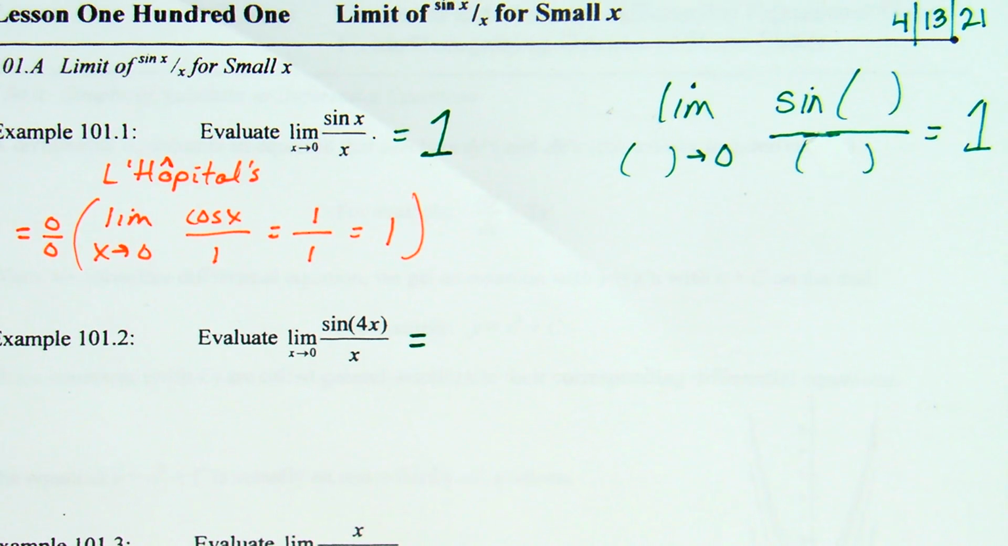Maybe it's just 4. It would be 1/4 cosine of 4x. So it'd be 1/4 times 1. I'm just doing the multi-house thing. But when you take the derivative, you don't do fractions.